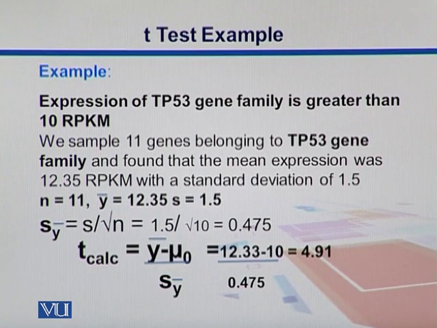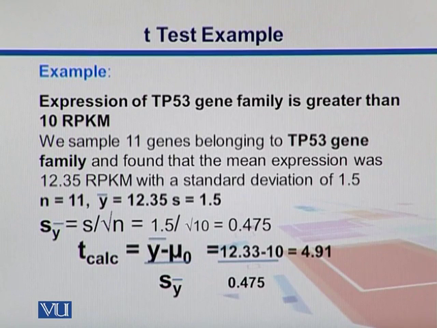Here we introduce another number, which we call the standard error of the mean, or s y bar. That is given by standard deviation divided by square root of n, which is 1.5 divided by square root of 10, which is 0.475.